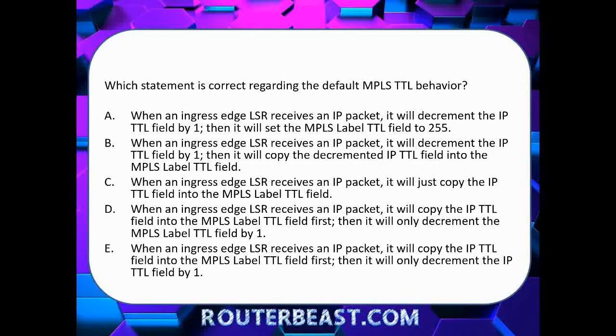When an ingress edge LSR receives an IP packet, it will just copy the IP TTL into the MPLS label TTL. And then D: when an ingress edge LSR receives an IP packet, it will copy the IP TTL field into the MPLS label TTL field first, then it will only decrement the MPLS label TTL field by 1, okay?